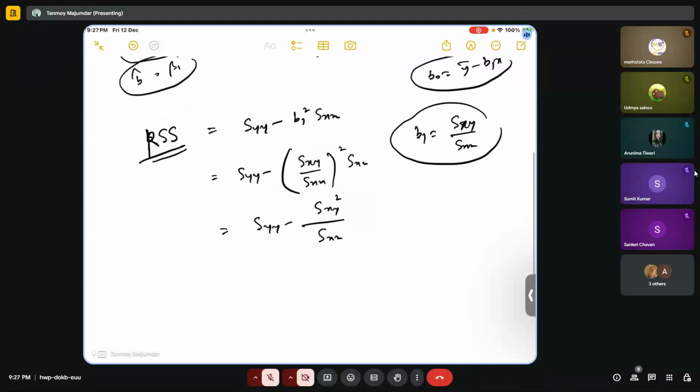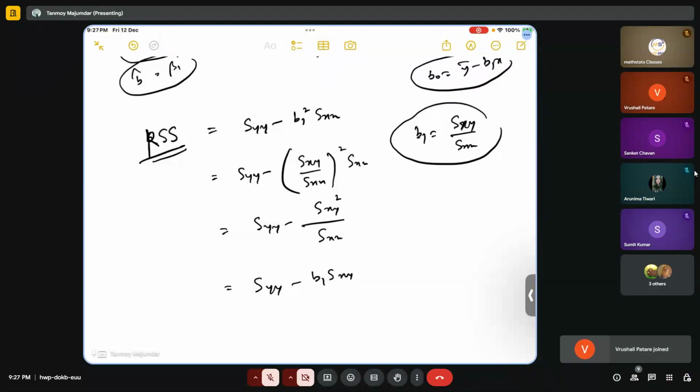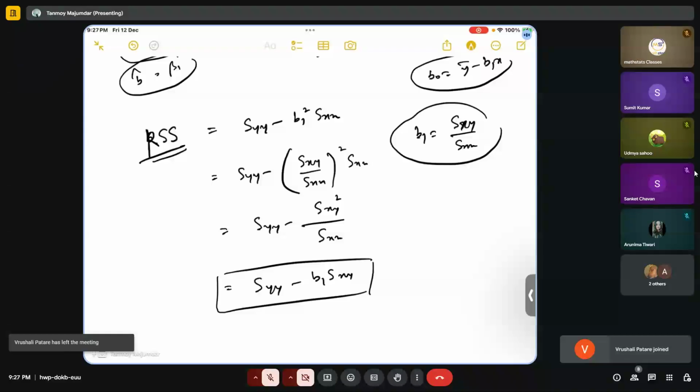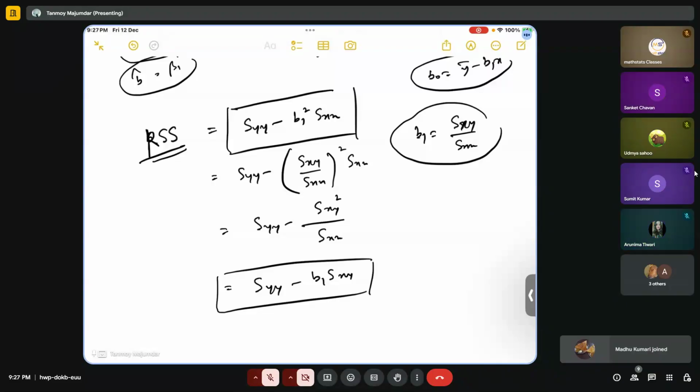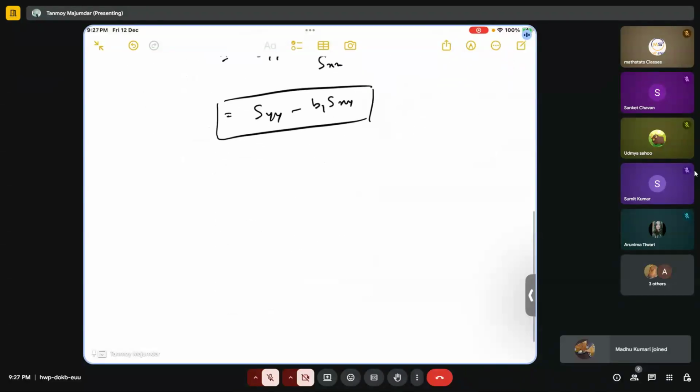So that term will be like this. Okay, so you can eventually write it as syy minus b1 into sxy, क्योंकि b1 equals to sxy by sxx होता है. So ये जो फॉर्म है हम लोग इस फॉर्म को यूज कर सकते हैं, या फिर ये जो फॉर्म है इस फॉर्म को भी हम लोग यूज कर सकते हैं. दोनों ही फॉर्म हम लोग यूज कर पाएंगे. अगर कोई क्वेश्चन पे हम लोगों को रेसिडुअल सम ऑफ स्क्वायर्स निकालना पड़ा तो हम लोग यूज कर लेंगे ये चीज. ठीक है.